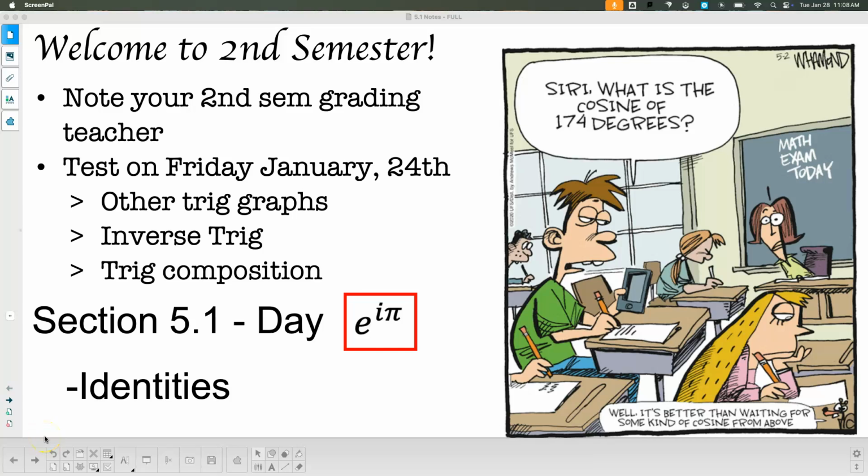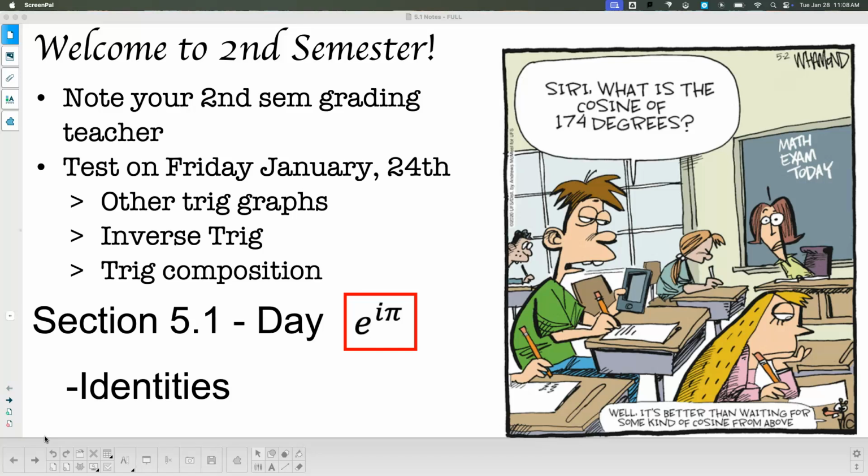So today we're going to start what we call chapter 5, but really for you it's just the next section, because we don't use our textbooks anymore. This is the old section 5.1 out of the textbook.